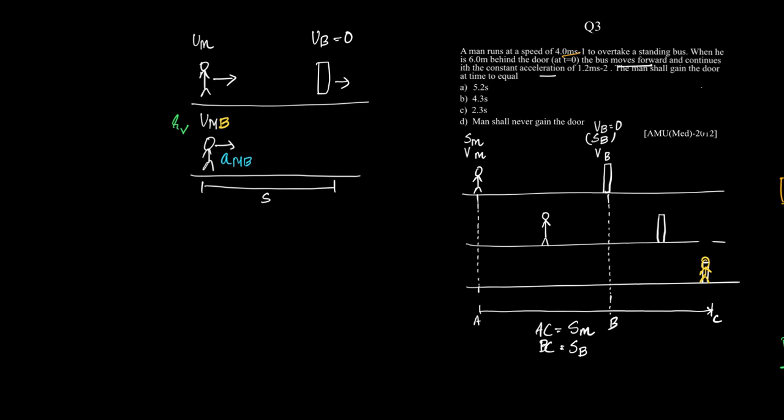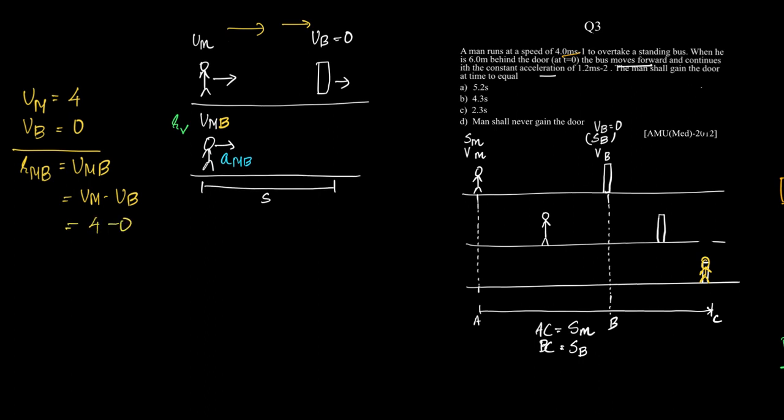So it goes like this. Initial velocity of man is given to be 4 meter per second. Initial velocity of bus is given to be 0, and since both of them are in the same direction, the relative velocity of man with respect to bus is umb, which is equal to um minus ub, which is equal to 4 minus 0. So umb is therefore equal to 4.